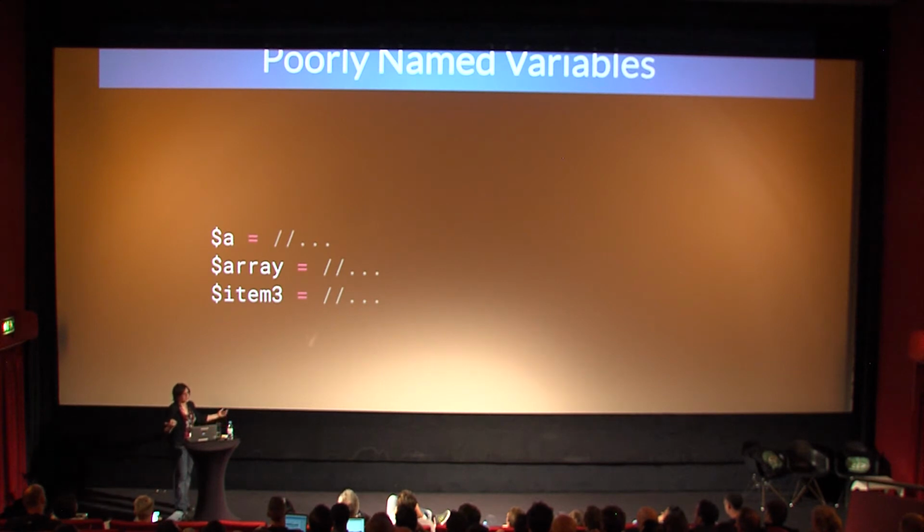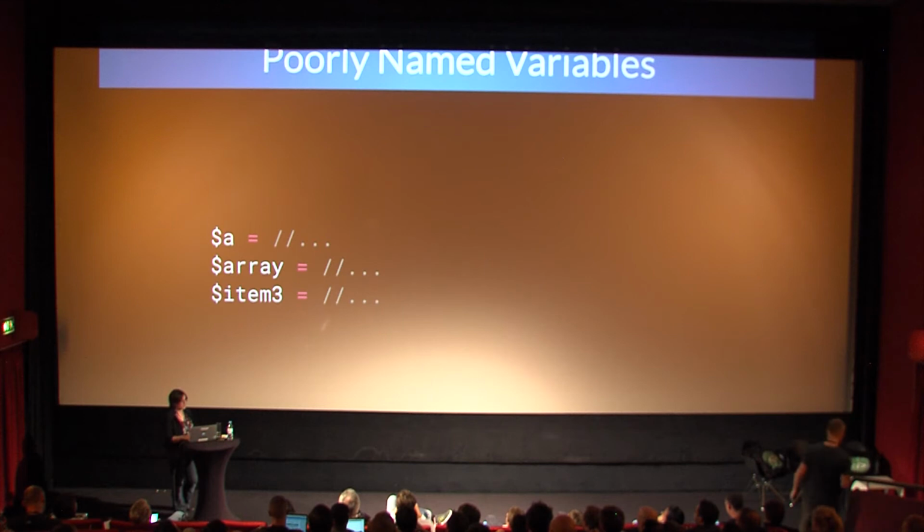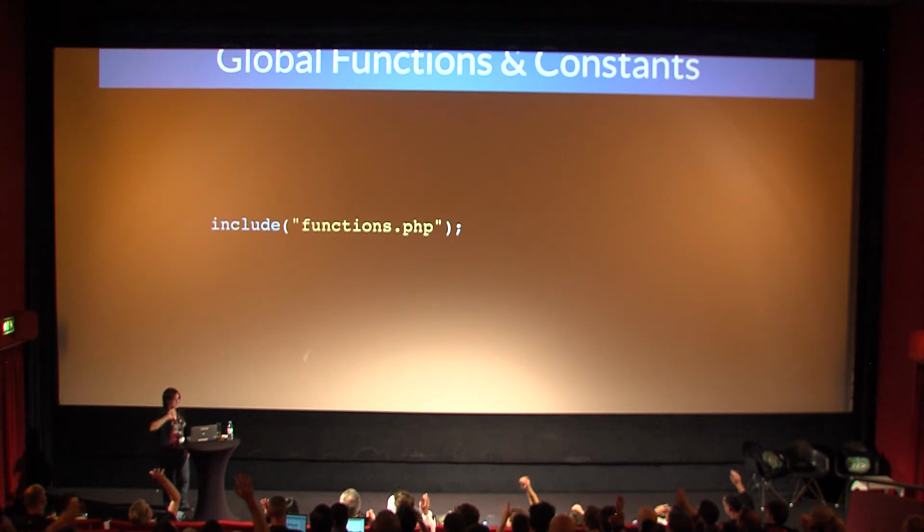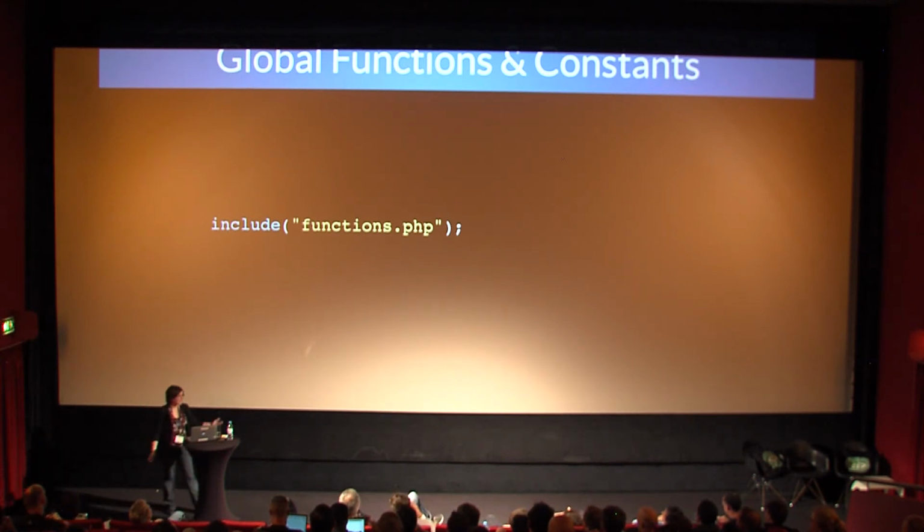Also, poorly named variables. You find variables named just A or array of something. I don't know. Item 3. Z5, 45 maybe, I don't know, when you completely run out of letters and numbers, you start mixing things up. Another thing, who here has included a functions file before? Yes, thank you. I appreciate the honesty. And that was fine at the time because with PHP 3, we did not have object-oriented PHP, so that was normal. Today, it would be smelly if you do something like that.